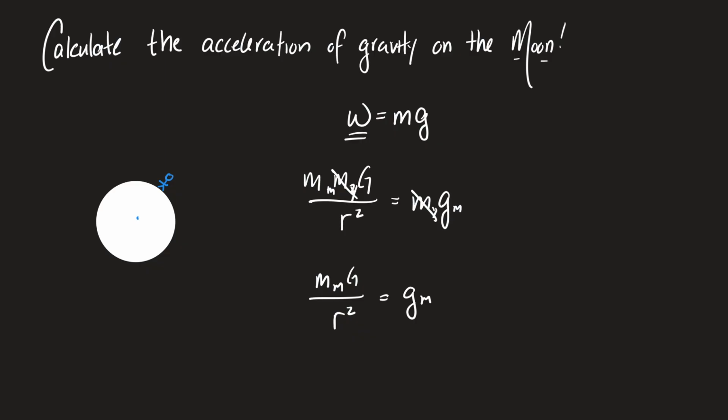What's the separation distance? Well, you're separated by the radius. So you had everything you need on the board. Just throw it together, and you get about 1.6 meters per second squared. All right? That was yesterday.